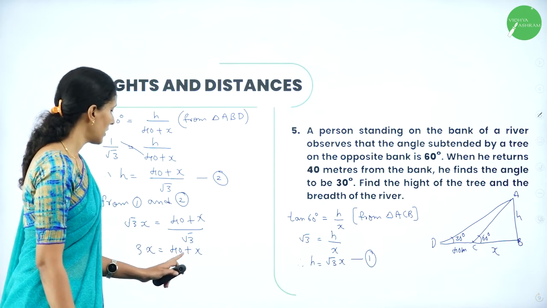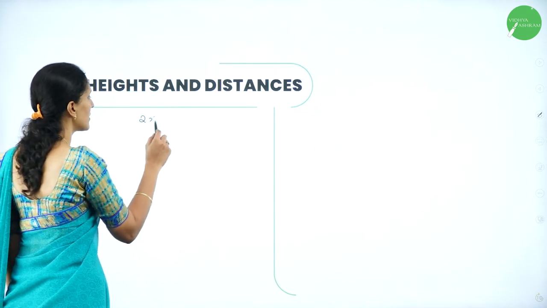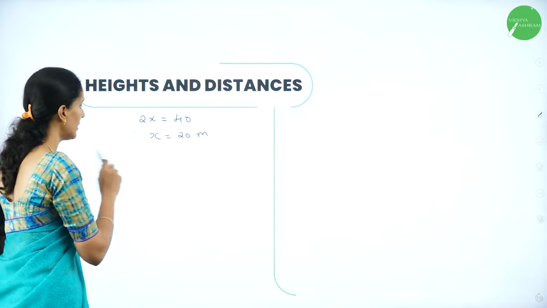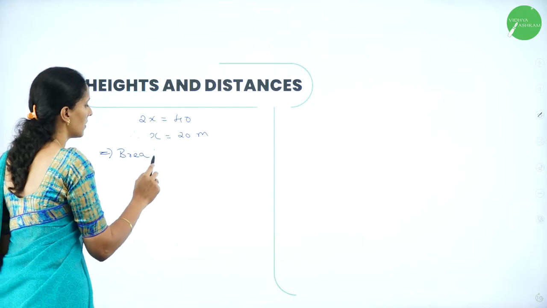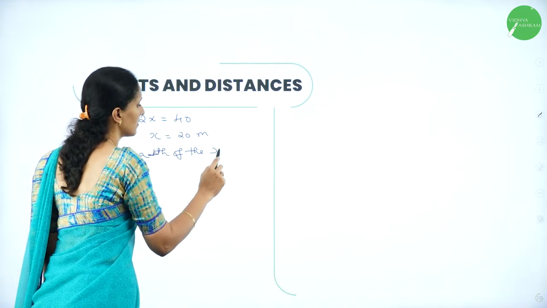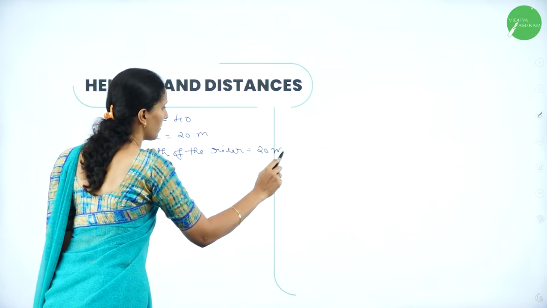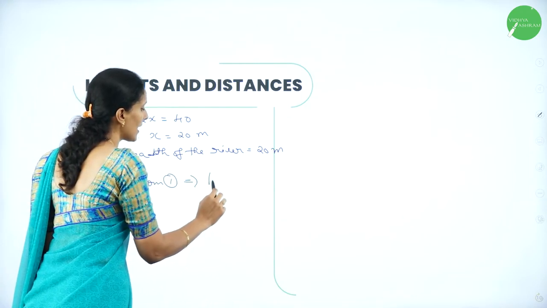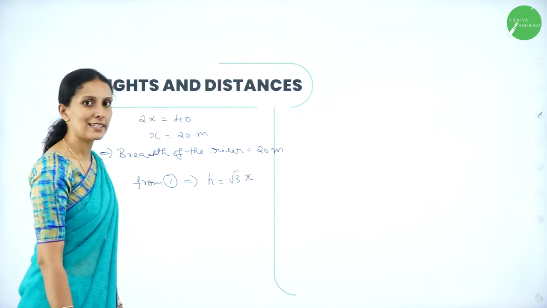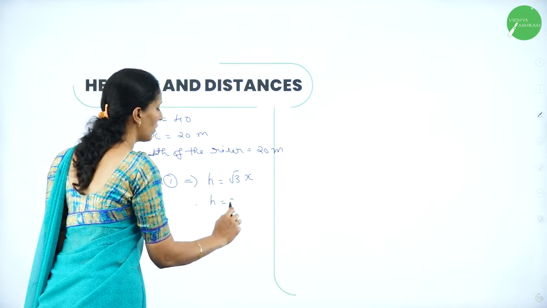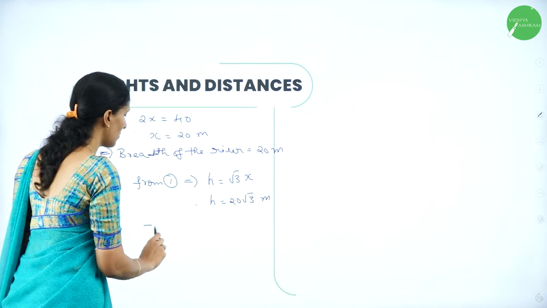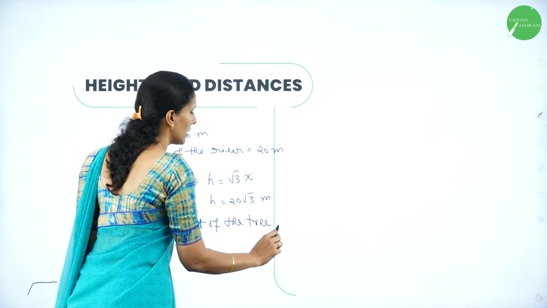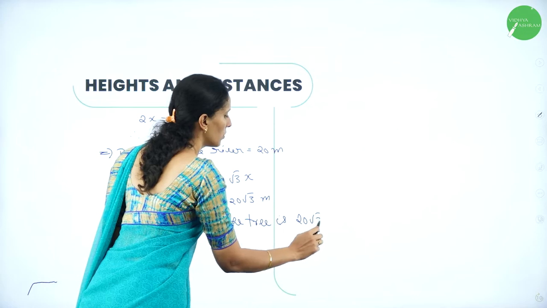Now we have here 3x is equal to 40 plus x, which can be written as 2x is equal to 40. So therefore, x is equal to 20 meters we get. So what is x we have taken? So this implies breadth of the river. So breadth of the river is 20 meters. Again, we need to calculate the height of the tree. So therefore, from equation 1, it implies height is root 3 times x. So x is given as 20. So therefore, h is equal to 20 root 3 meters. So this implies height of the tree is 20 root 3 meters.